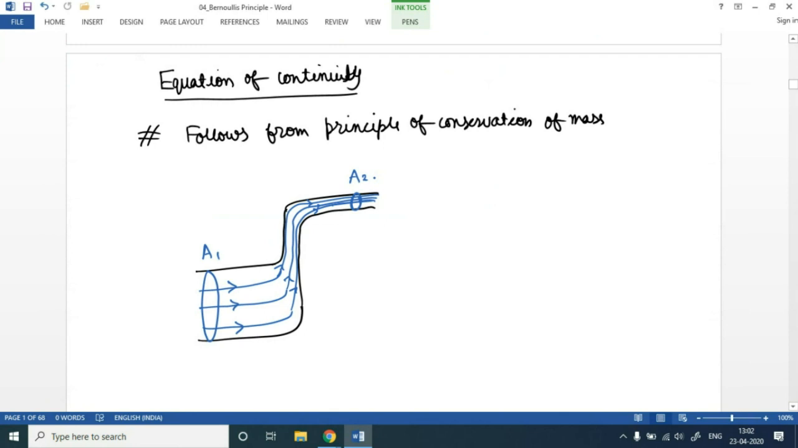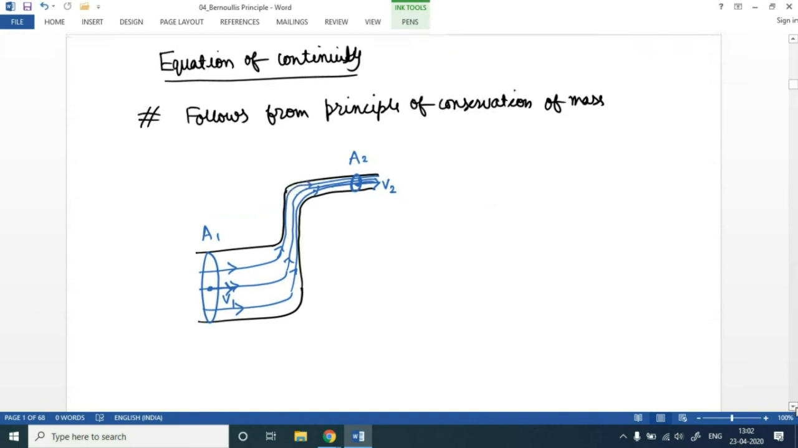A1 and A2 both are small, so although the diagram indicates that these areas are large, you should take A1 and A2 as small. So here, let's say the velocity is V1 and the velocity here is V2. These are the velocities of the fluid at these cross sections. So I wish to establish the equation of continuity.